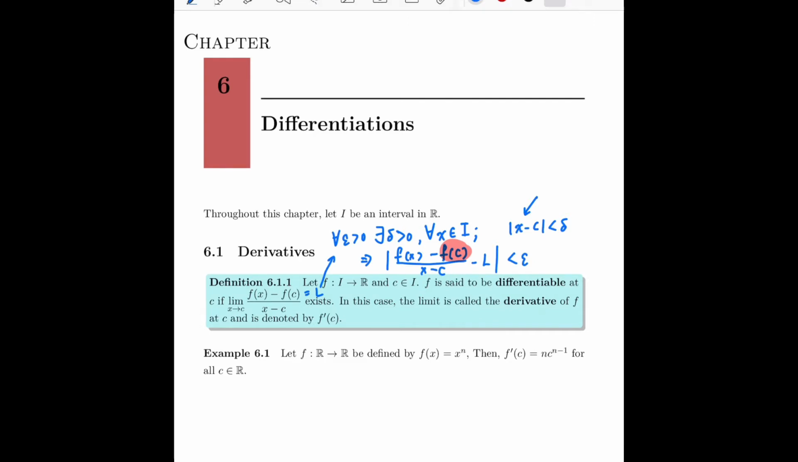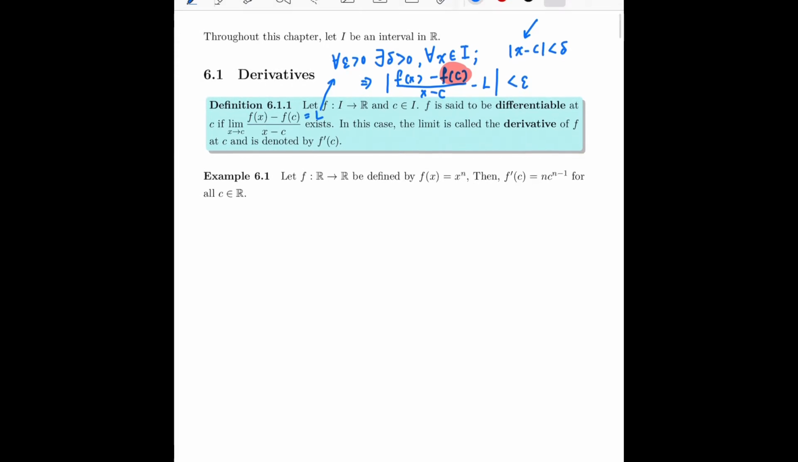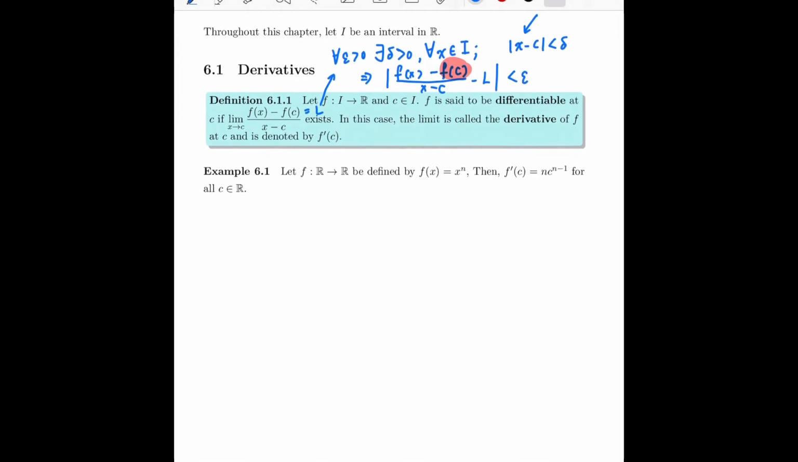For example, the one that we usually have in the first place is that if f is defined by f(x) = x^n, then we know that the derivative of this function at the point c is just kick down this n, lower the power of x by 1, and replace x by c, for any real number c. So let's see how this happens.